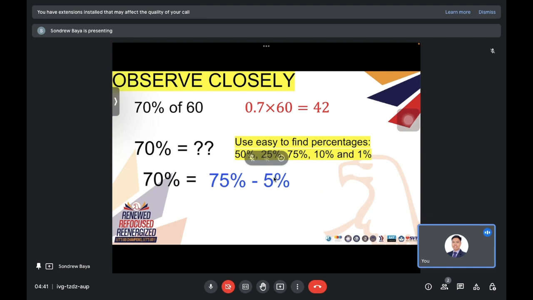And then for 5%, half of 10%, meaning half of 6 is 3. So this will be 45, this will be 3. So that's 45 minus 3, which will give us 42. So in this case, there are many possible answers, and I cannot list all of them. So I will leave to you how to break a certain percentage using easy to find percentages, of course, using also operations plus, minus, times, and divide. Let's practice further.